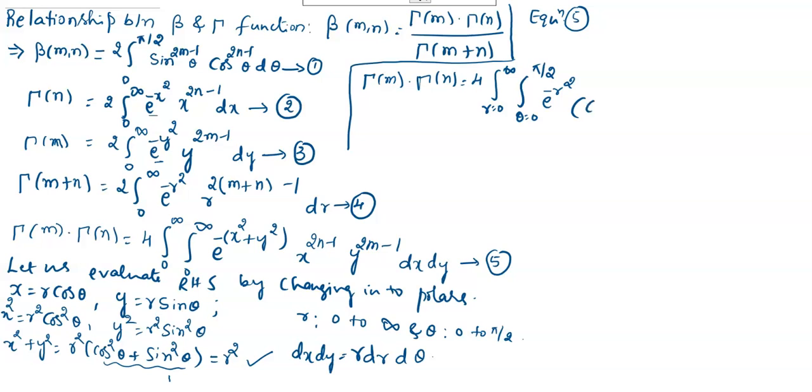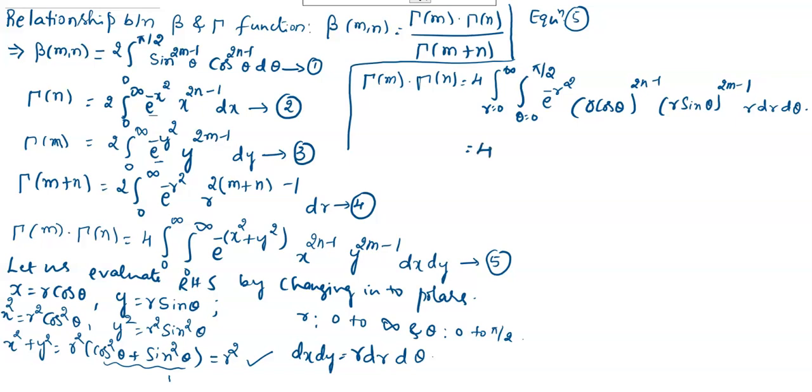So let me substitute r cos theta whole to the power of 2n minus 1, and y is r sin theta whole to the power of 2m minus 1. So dx dy is r into dr d theta. Okay. So now you could have split this integral, and we will make this better.